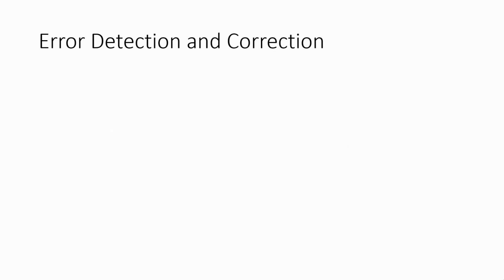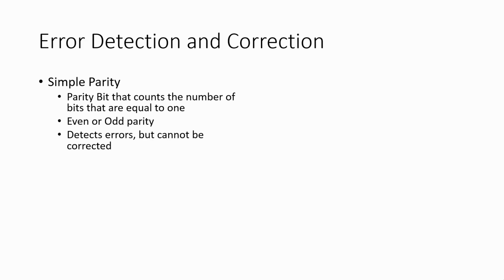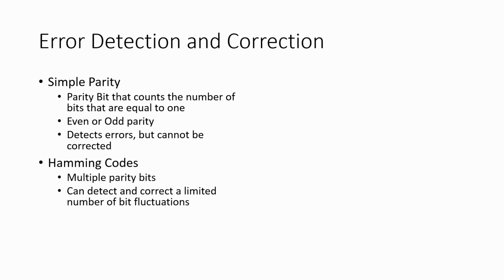Now let's look at some error detection and correction methods that are typically used with disks. There is the notion of simple parity. So a parity bit that counts the number of bits that are equal to 1, and there are variations of this, which is even or odd parity. It can detect errors, but it may not be able to correct errors without additional data. Hamming codes is a parity scheme that contains multiple parity bits that can detect and correct a limited number of bit fluctuations. And finally, we have Reed-Solomon encoding, the details of which are a little too advanced to cover in this video, but it's a block-based parity scheme.